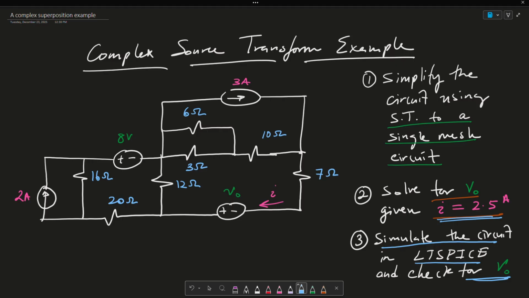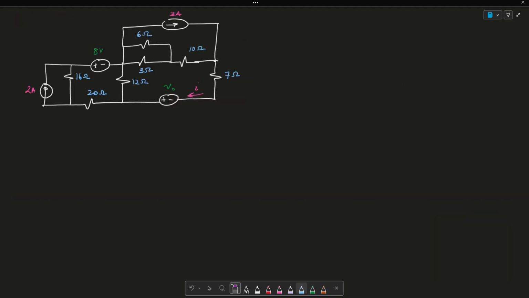If you want to pause the video and try this out by yourself and come back to see if you got the right answer, feel free to do so. I've done a video on source transformation in the past, so I'm not going to dive too deep into how it works, but I will post a video in the top right hand corner of this video, so feel free to check that out. I will be doing a lot of high level simplifications, so if you haven't checked out the past videos on source transformation, I would recommend doing that first before coming to this example.